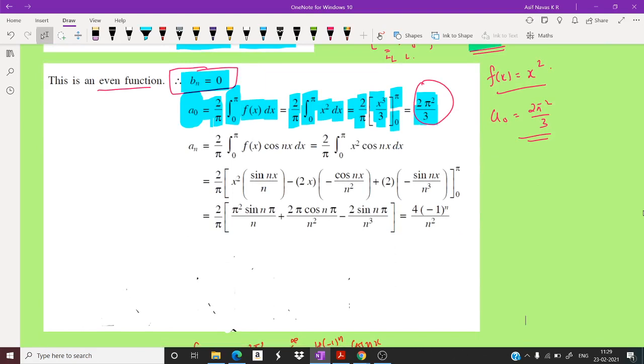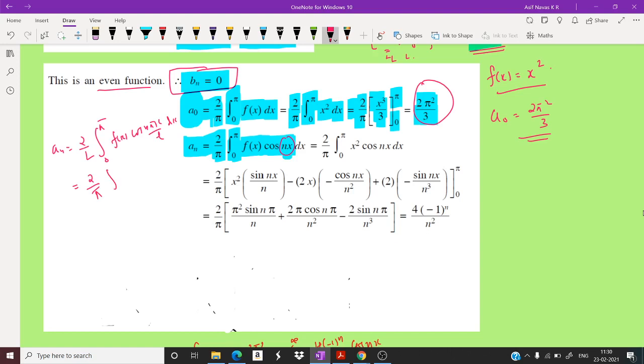Now we will find an. an is equal to 2 by L, integral 0 to pi f of x cos n pi x by L dx. But L is already pi, therefore cos n pi x by pi, that is cos nx. This is the general formula, and we will apply it.